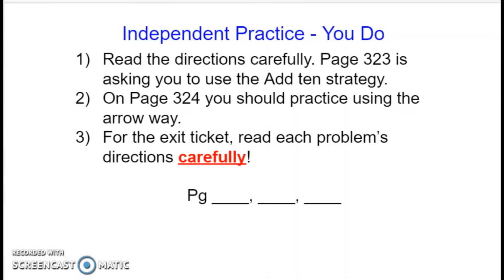All right, friends and families, as you get ready to move into your independent practice and exit ticket, these are 3 reminders you need to keep in your head as you're going through it. Number 1, read the directions carefully. Page 323 is asking you to use the add 10 strategy. Number 2, on page 324, you should practice using the arrow way. It gives you the option of using number bonds or arrow way. The number bonds is helpful for you to see the place values by 10s and 1s, and then you should use the arrow way to help you think about how the number grows. And lastly, for the exit ticket, read each problem's directions carefully. This is really important so that you don't get anything mixed up.